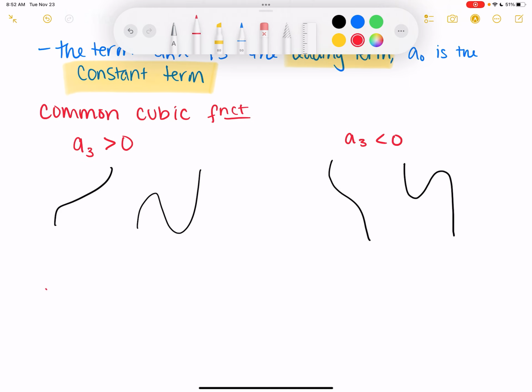Common quartic functions. So for a sub 4 greater than 0, and then I'll also do it for a sub 4 less than 0.